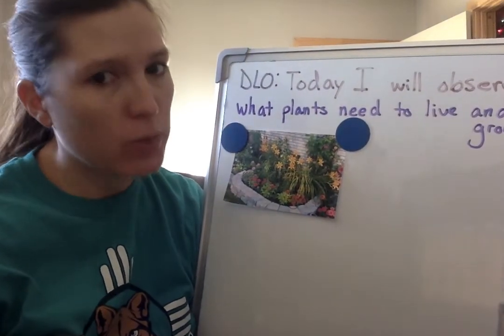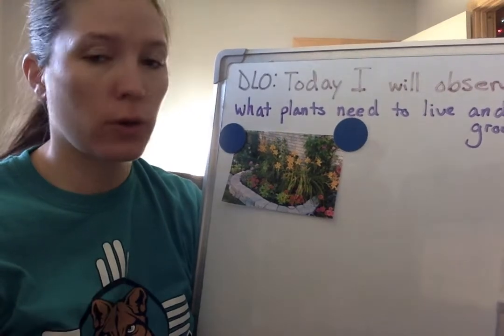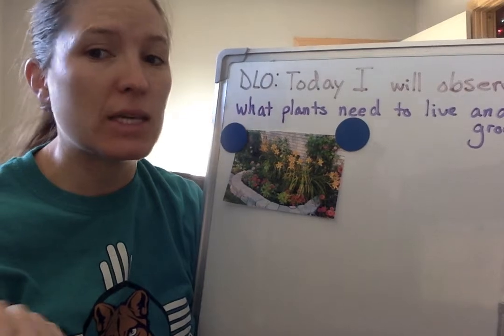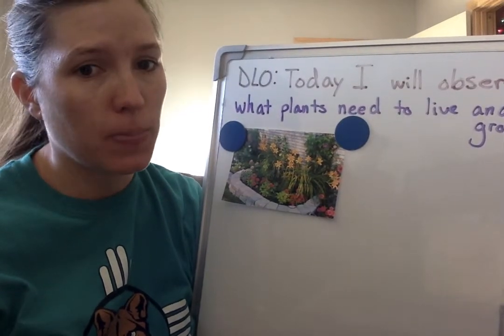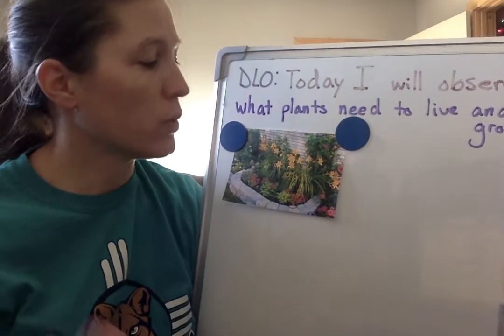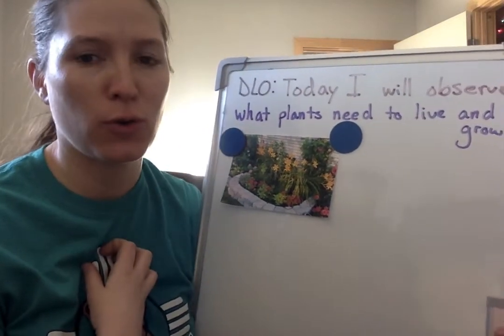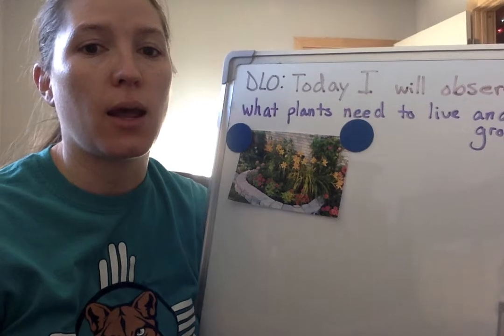So why is it important for plants to get air over and over? Because plants need air to make their own food. So they need to get air over and over, just like us. We don't make our own food, but we need air over and over so that we can breathe.